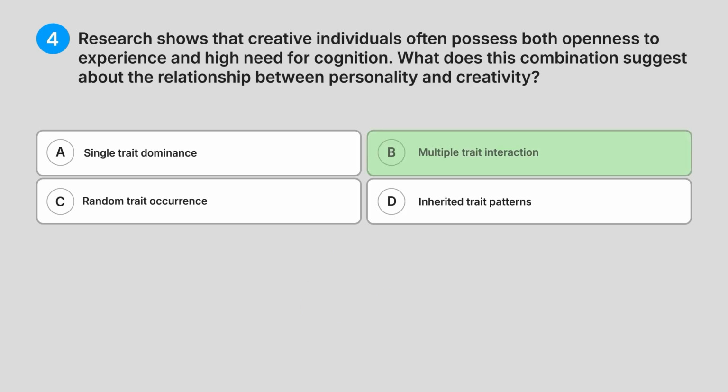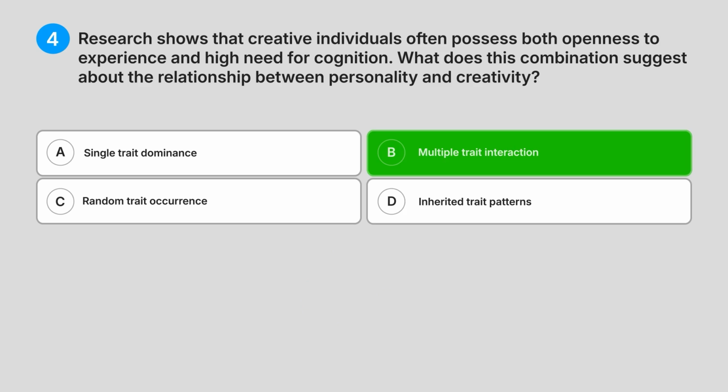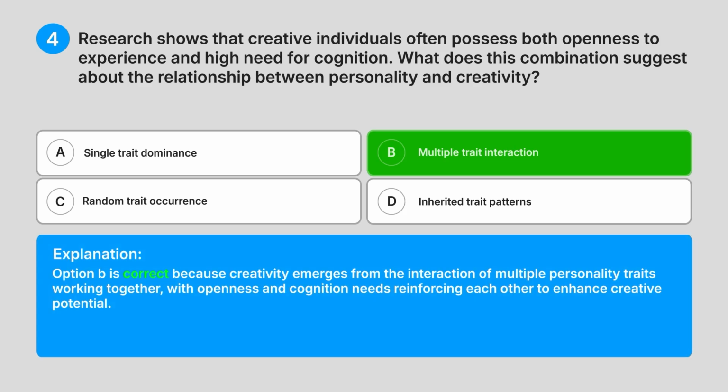Correct answer, B. Multiple trait interaction. Explanation. Option B is correct because creativity emerges from the interaction of multiple personality traits working together, with openness and cognition needs reinforcing each other to enhance creative potential.